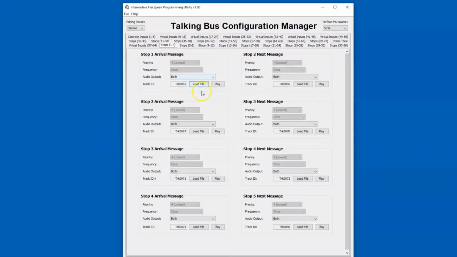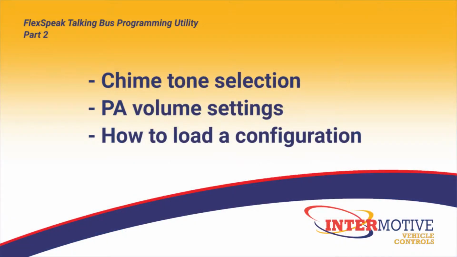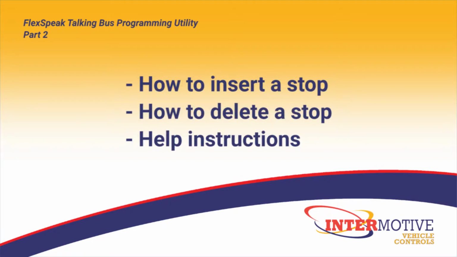This video is part 2 of a tutorial for the Talking Bus programming utility. In this tutorial, we'll go over the chime tone selection, PA volume settings, and how to load an existing configuration for editing. You'll also learn how to insert a stop, how to delete a stop, and help instructions.